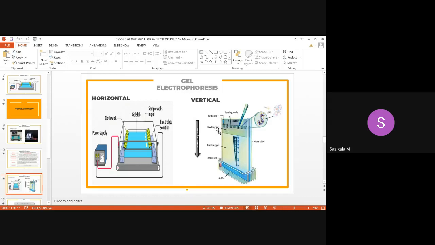After that, the stacking gel makes all the samples run uniformly. And then the resolving gel resolves the sample according to its molecular size towards the anode. And it is made with glass plates for transparency. And then what gel is commonly used? SDS-PAGE gel. SDS represents sodium dodecyl sulfate. PAGE represents polyacrylamide gel electrophoresis. So SDS-PAGE is a widely used technique in gel electrophoresis.